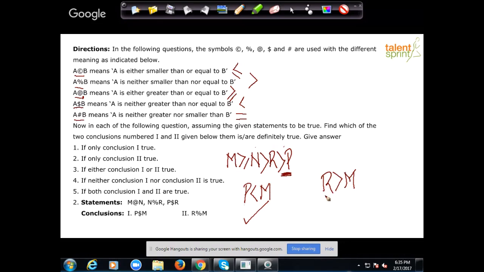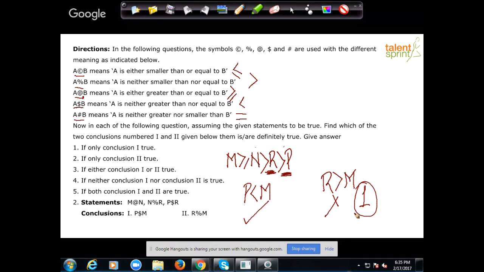The second says that R is greater than M. Now, if P is the smallest value, R becomes the second smallest value, and M is the largest value. So therefore, R cannot be greater than M, which means that only conclusion 1 follows. Our answer here is 1.